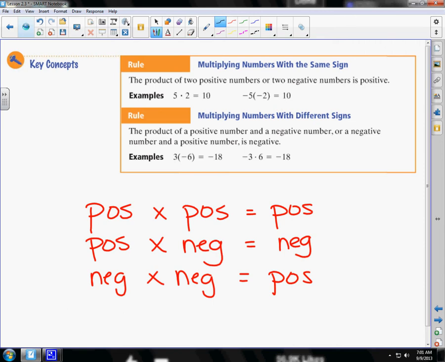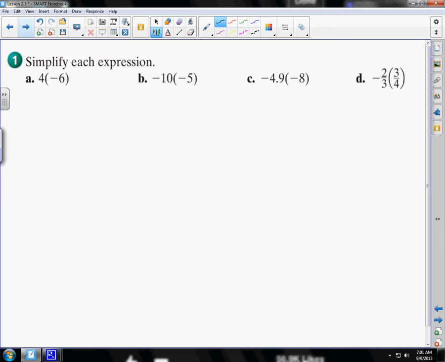Any product of two positive numbers is always positive, and the product of a positive and a negative is always a negative. All right, so simplify each expression. You do not need a calculator. All right, so 4 times -6 is -24. -10 times -5 is 50.